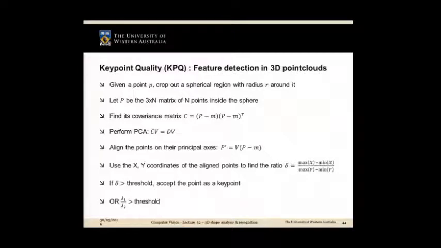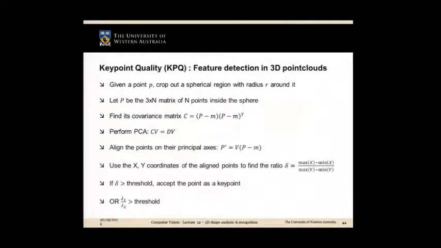So given a point P, they crop out a spherical region with a radius around it. So they take one point P on a surface and they crop a circular patch around that. Say let P be the 3 by n matrix of n points inside the sphere. So it's just 3D information. You call that small patch or small sphere a 3D patch, right? So you have x, y, and z at each point. And then they compute the covariance matrix. And after the covariance matrix, they perform PCA.